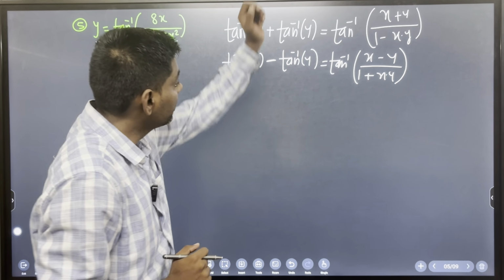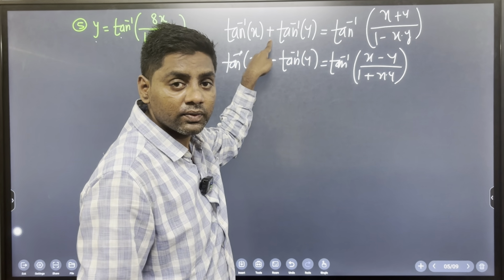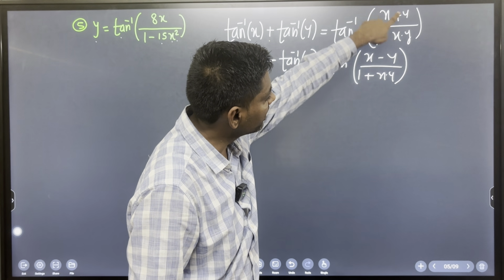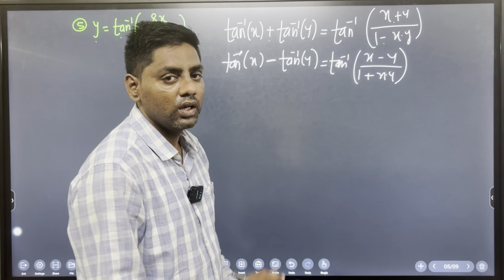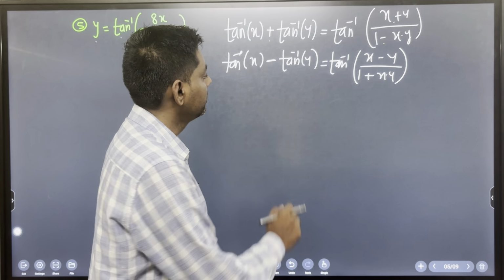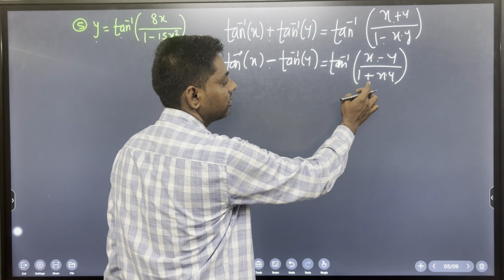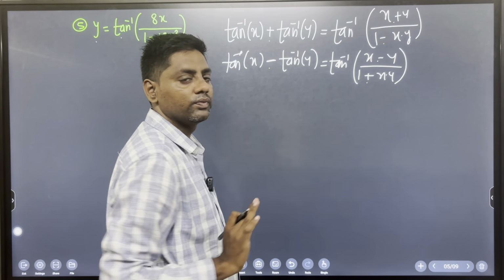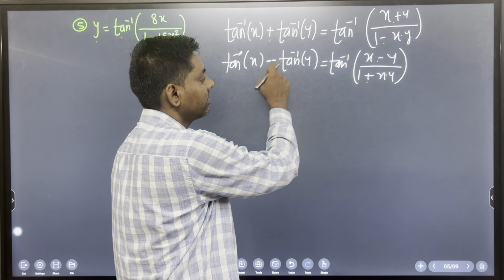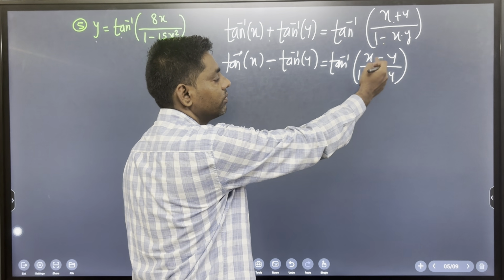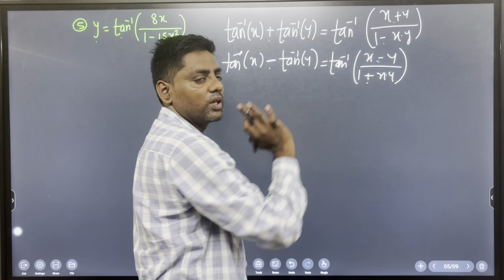How do you remember? Whenever the plus sign is there, take the plus sign at the numerator and minus sign at the denominator. Simple. Means the same sign, opposite sign. So when the minus is there, take the minus, and the opposite of that is the difference, that is next is plus and minus.